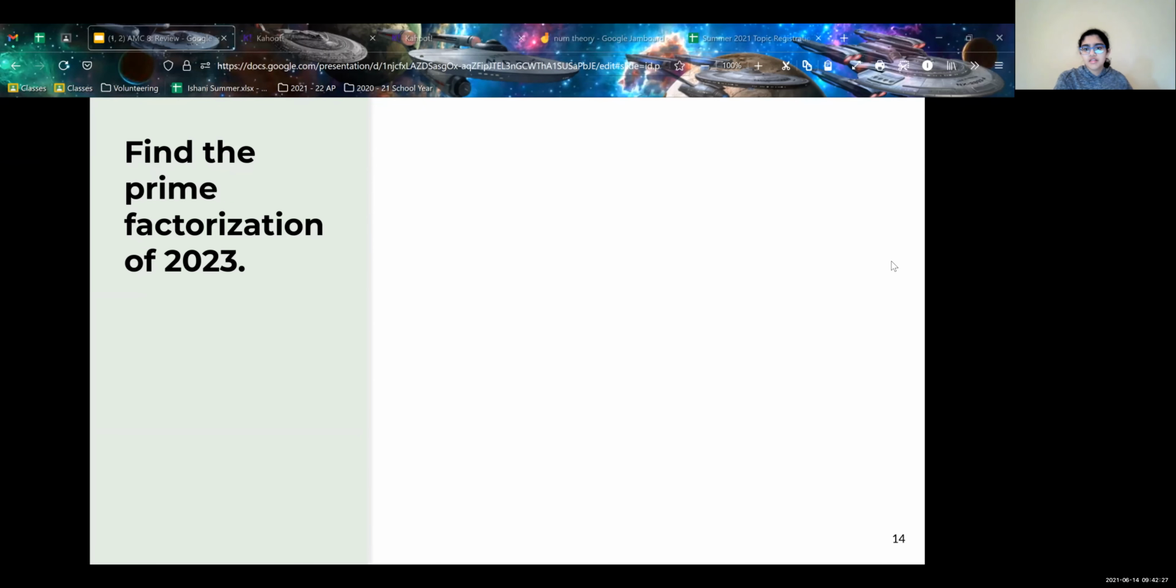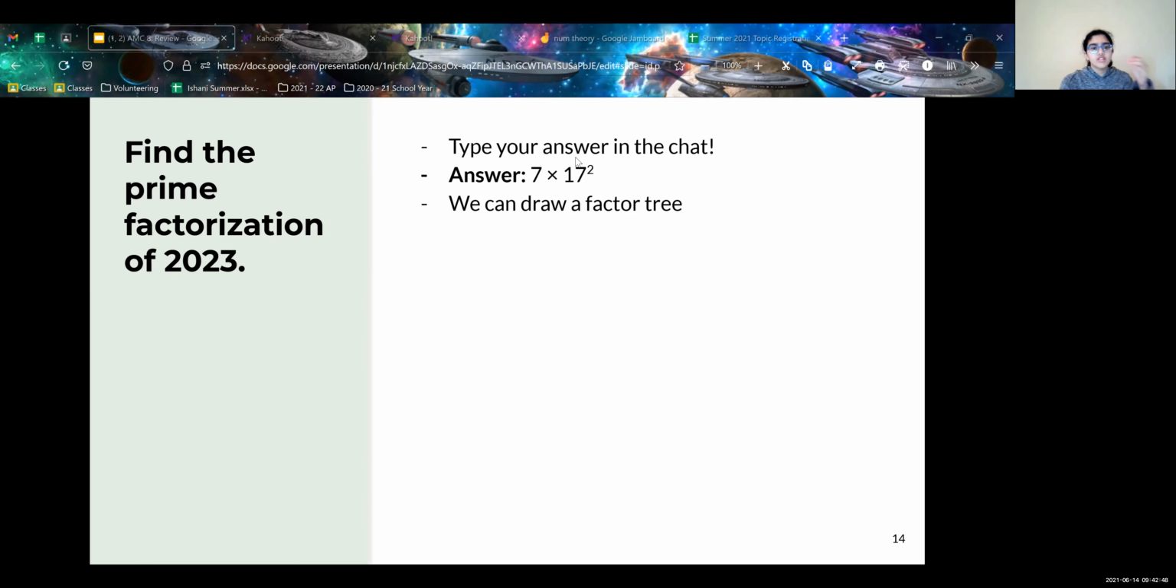Okay, so make sure that the numbers you're finding have to be primes. I see some of you listed out some of the factors of it, but we're finding the prime factorization. So the answer is 7 times 17 squared. We can draw a factor tree. We divide 2023 by 7, and we see that 289 is a factor. So 289 is 17 squared.